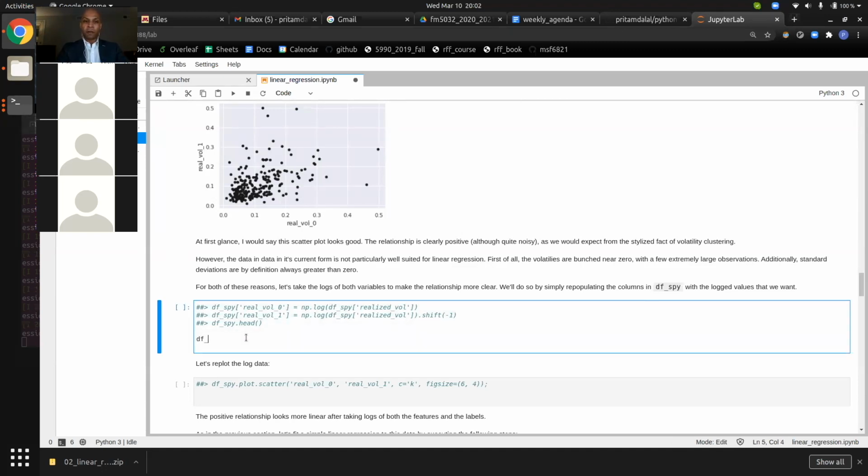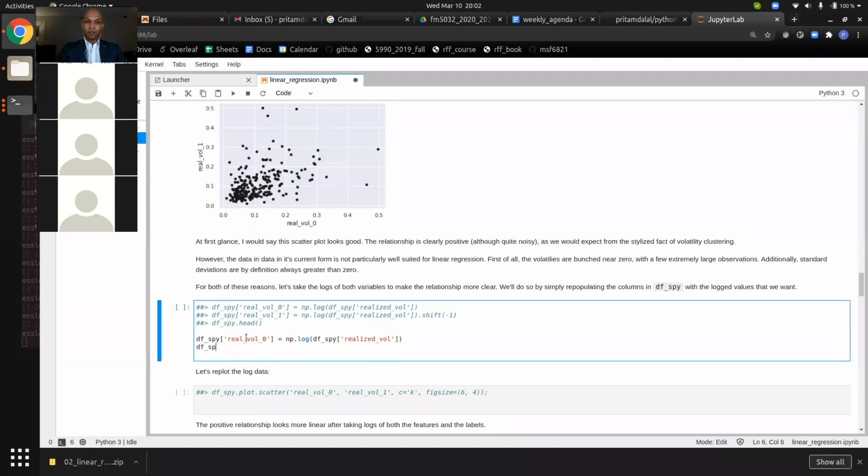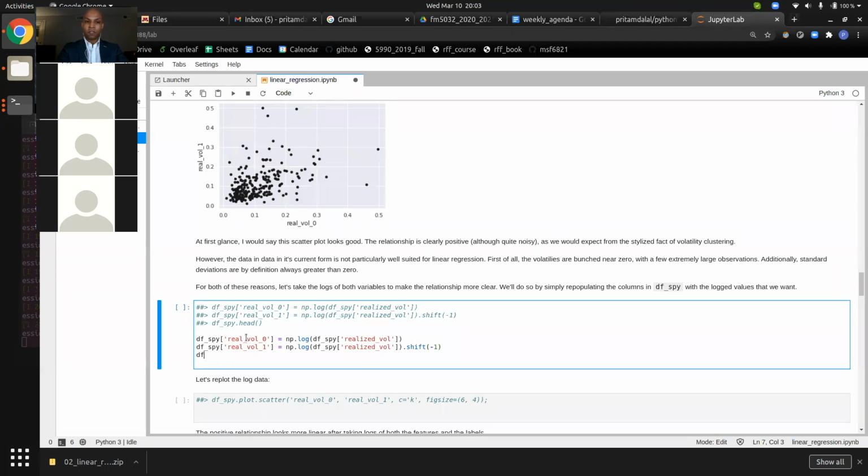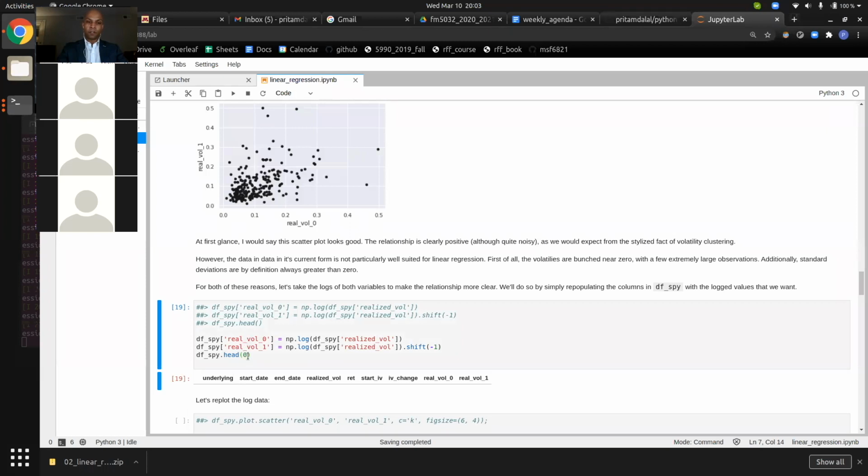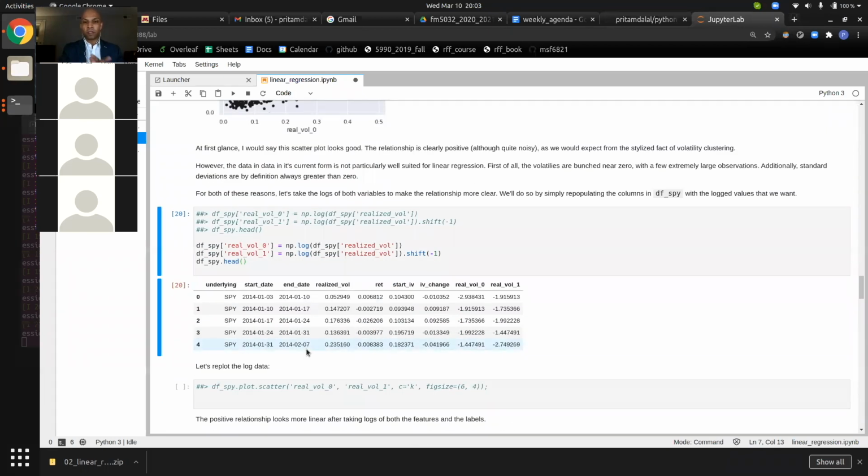So let's just repopulate the columns with the log values that we really want. DF SPY realvol0 equals np.log of DF SPY realized vol, and the same for the next column. Oh, sorry. Okay, cool. So there's the log realized vol values.